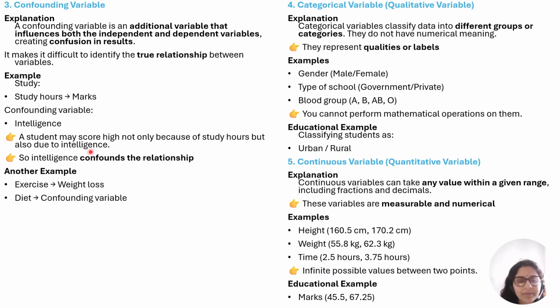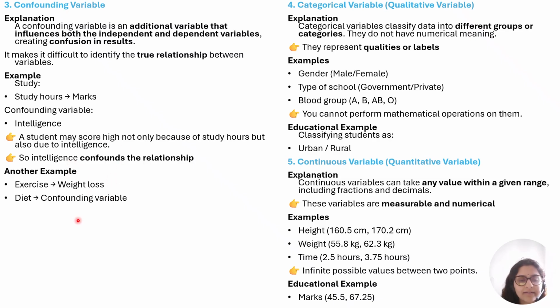So this third factor came into the triangle. Even if an intelligent student is given only 1 hour of study time, he might score good marks. So intelligence is a confounding variable. It will confuse the relationship. It confounds the relationship.